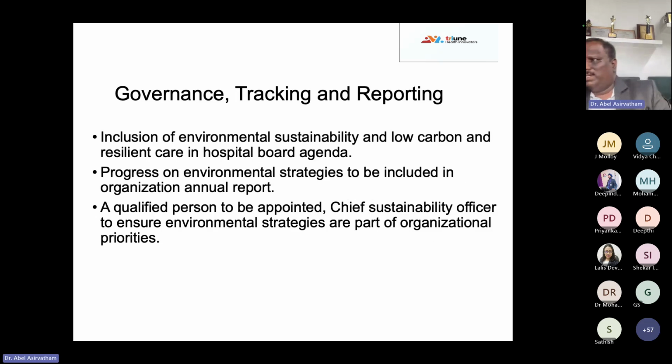Then when it comes to governance tracking and reporting, it talks about the inclusion of environmental sustainability and low carbon and resilient care in the hospital board agenda. See, we give a governing.